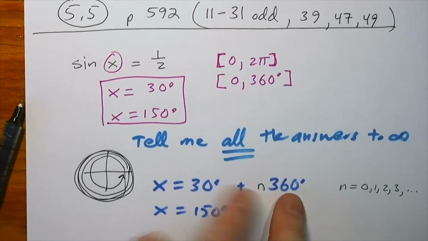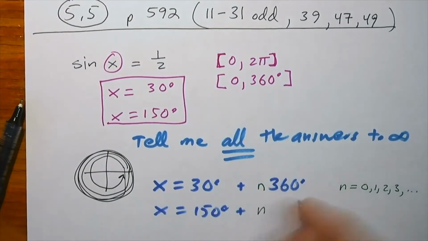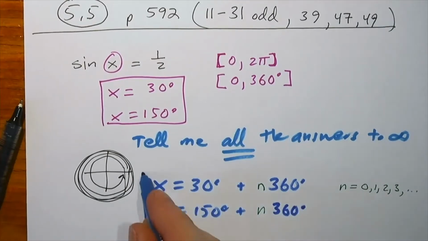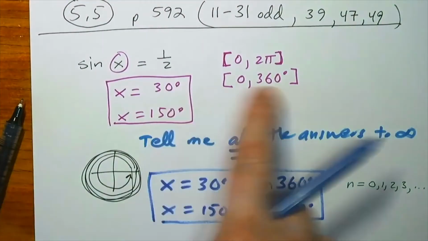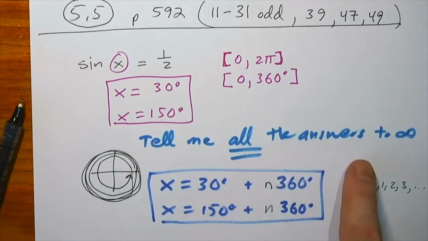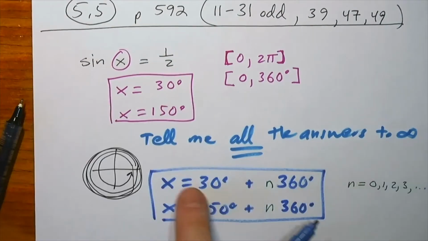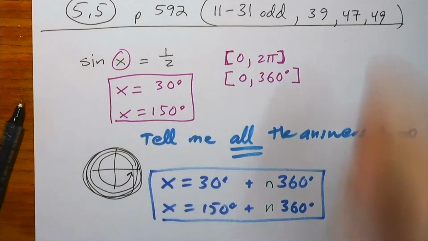So you could go 390, or add another 360, 750. Same here, I could say 150 plus, you could just keep adding 360 over and over. And this is your answer. So once again, if the problem says just tell me answers from 0 to 360, say, there they are. But if it says tell me all the answers, like to infinity, you'd say 30 plus as many as you want to add on, or 150 plus as many as you want to add on. Okay, so that's your most basic question. Let's get a little fancier.